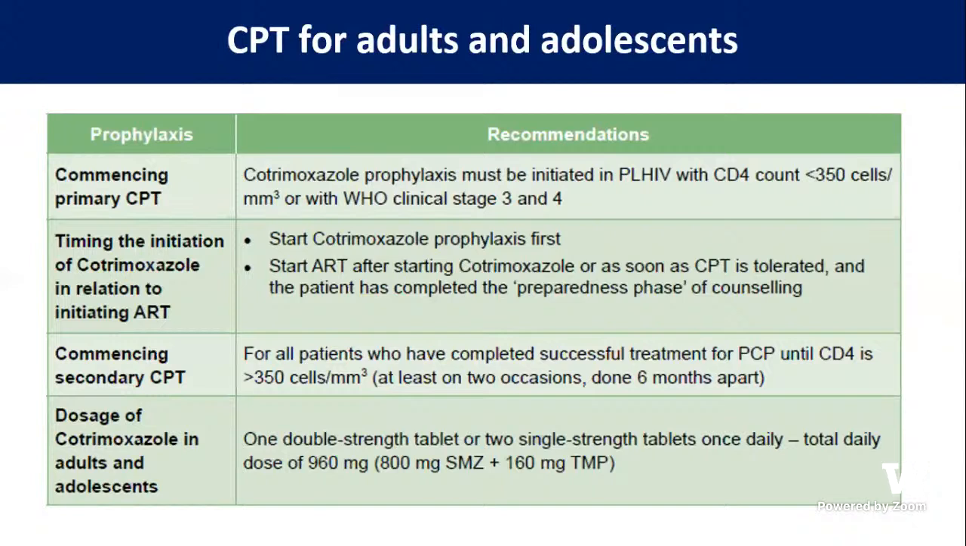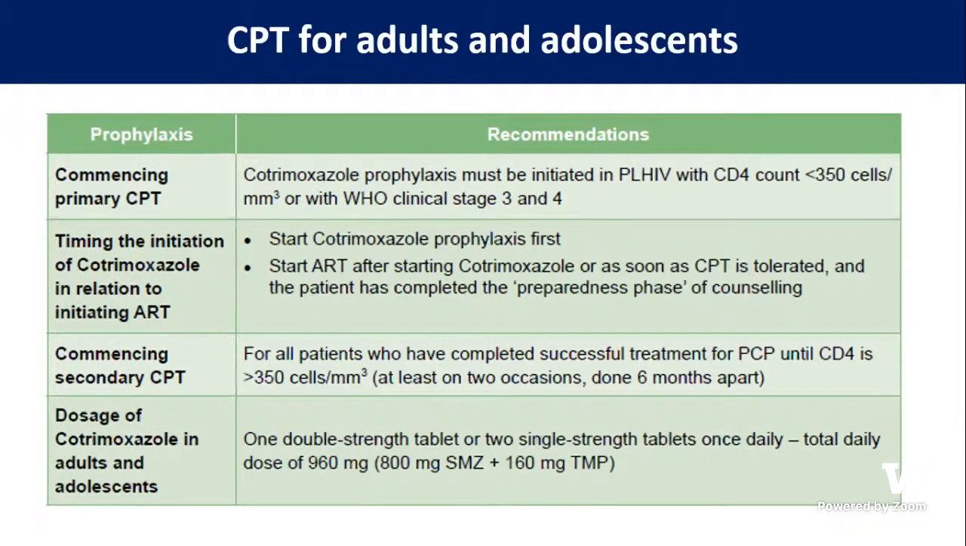This is for all patients who have completed a successful treatment for PCP. Remember one thing: whenever we are talking of secondary prophylaxis, the patient had actually got the disease. So we are not preventing a disease. The patient has got a disease, and now we are only continuing the maintenance because we want to prevent the relapse. So the secondary prophylaxis for CPT will be after completing PCP treatment until the CD4 count is more than 350 cells.